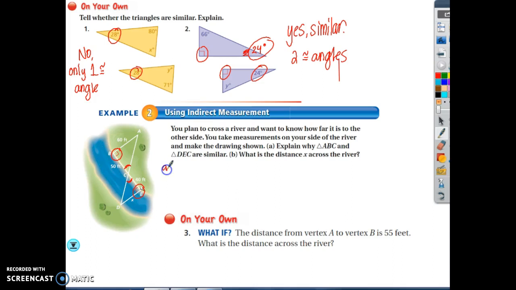So A, they are similar because angle B is congruent to angle E. They're 90-degree angles, or they're both right angles. Also, we know that angle ACB in the first triangle is congruent to angle DCE in that second triangle by vertical angles.